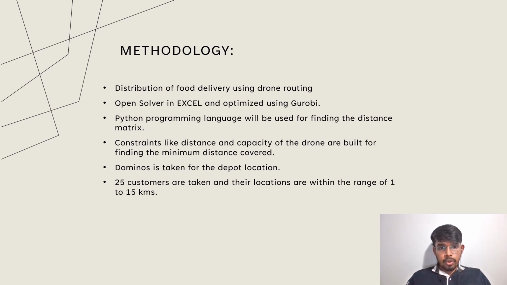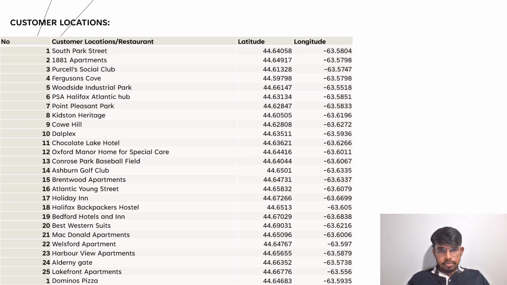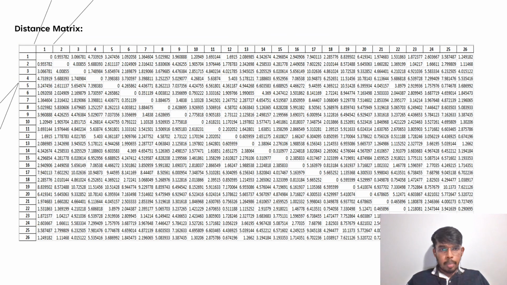For the depot location, I've taken Domino's, which is located in Queenspool. For the data, I've taken 25 customers within a range of 1 to 15 kilometers. These are the customers' locations that I've taken, and the last is the depot location. It represents the latitude and longitude. And this is the distance matrix that I've obtained using the Python code.